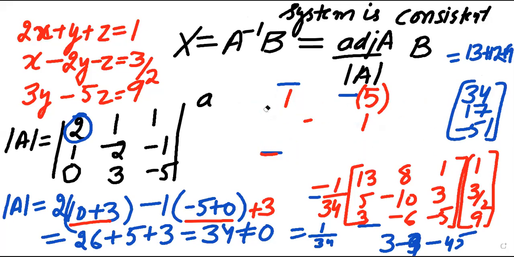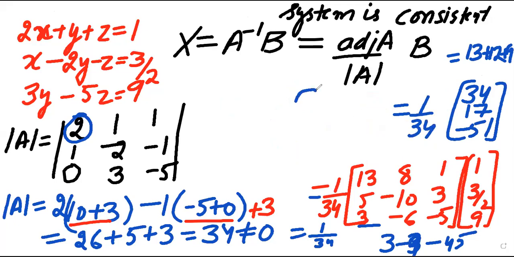34, 17 and minus 51 divided by the determinant of A. The determinant of A is 34. So here 1/34. The answer is here 1. Then next is 1/2 and it is here 3/2. Minus 3/2. Got it? Is it clear to all? Is it clear how to multiply a 3x3 matrix? How to find the variables? Hurry up, tell me in the discussion group. Is it clear or do I have to repeat it?